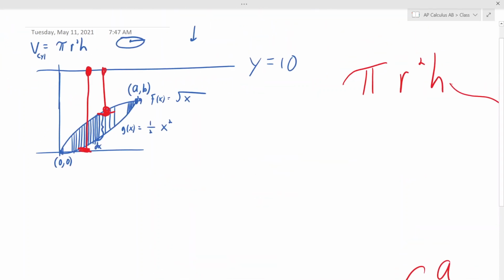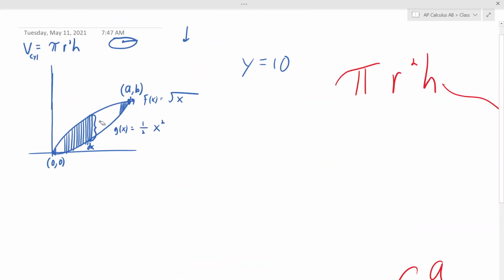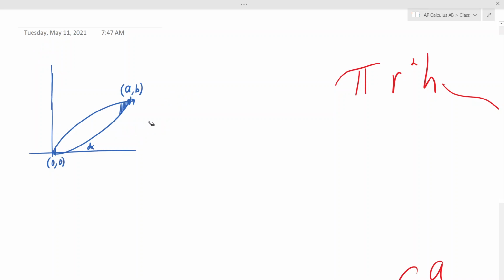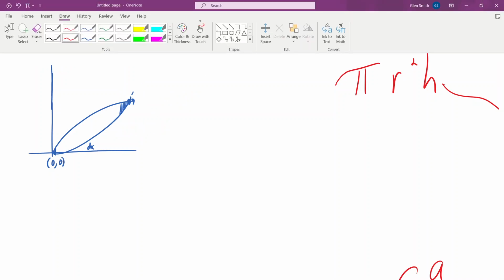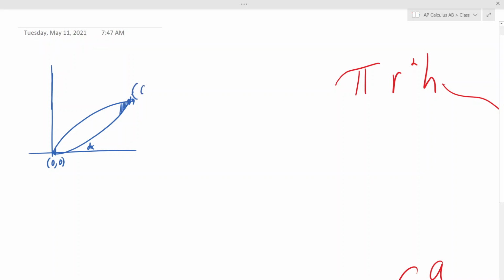Okay. So let's say we want to take this same exact region, right? So this point is still AB. The same exact region where this is f, which is root x, and this is g, which is 1/2 x squared. But now I want to rotate it around a vertical line, which is x equals, I'm making this up, I don't know, we can use 10 again. Okay?